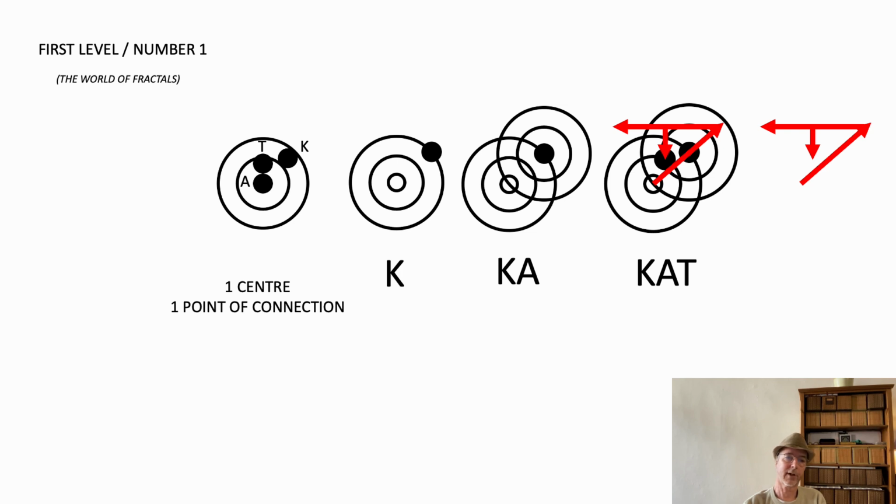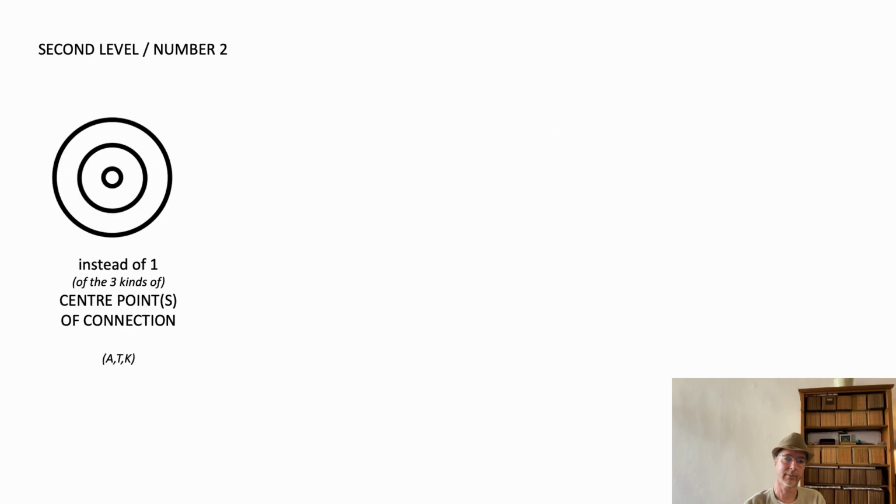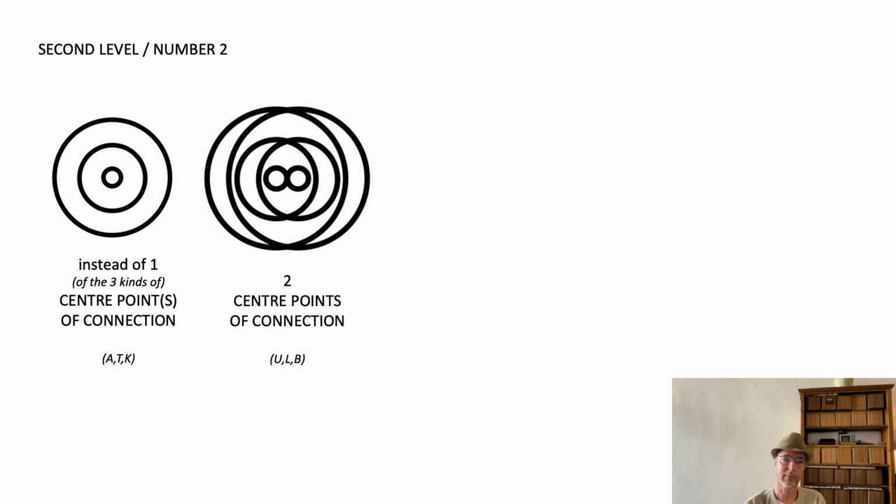So this was the first level with the number 1. It's a bit of the world of fractals. Now we go to the second level. So instead of one center with the 3 kinds of center points of connection, there will be 2 centers, 2 center points of connection. So you have each time in each region 2 center points.